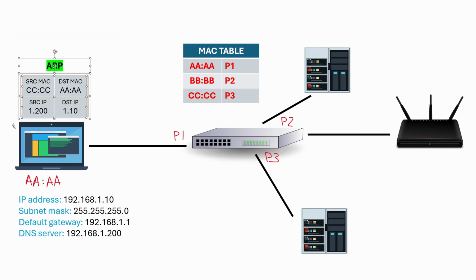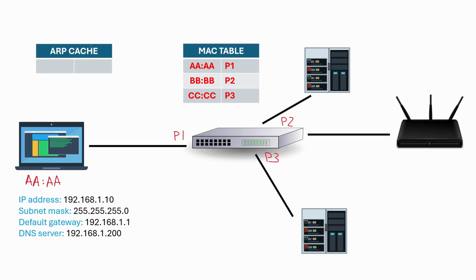So that's all the ARP is. The ARP just consists of one single ARP request and one single ARP reply. And the PC is now going to start building a cache of its own, known as an ARP cache. And that's just going to be an IP address to MAC address mapping. So it knows that, let's just say, 1.200 is now going to be bound to CCCC. And this ARP cache is now going to exist on the PC.